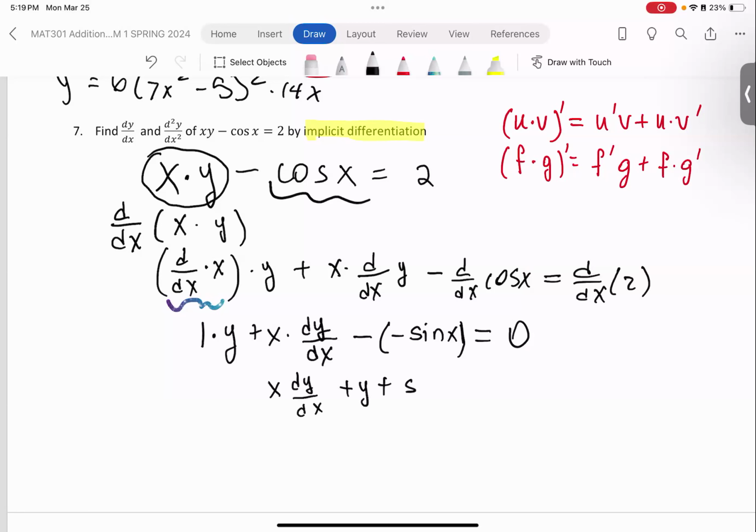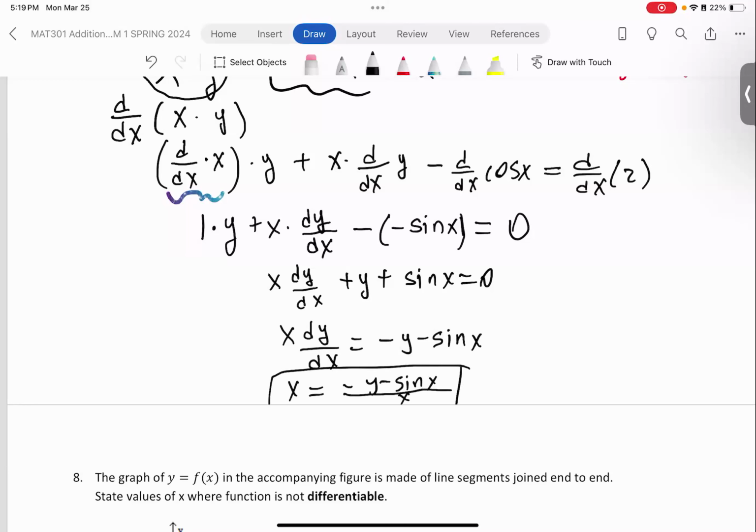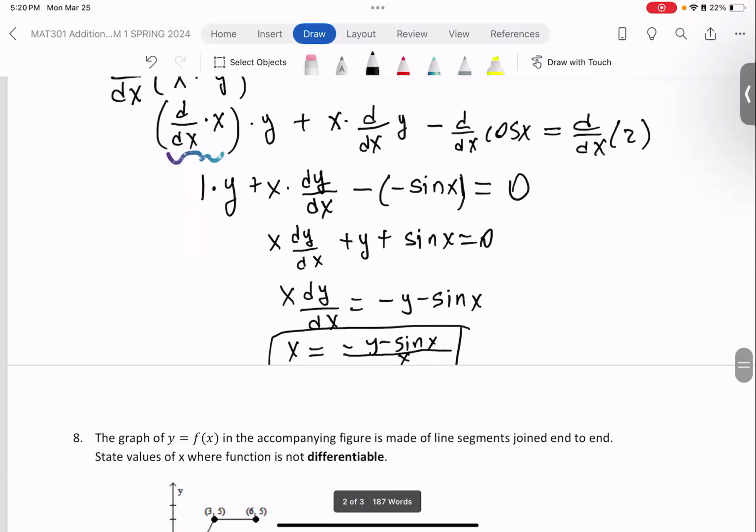Okay, let's take an extra step. And the goal is to isolate this by itself. So we got x dy dx equals to. If you move y and the sine on the other side, both of them will get a negative sign, right? It's negative y, negative sine. And then we can divide both sides by x. So minus y minus sine of x, and the whole thing divided by x. Oh, I don't know why I wrote it like this.